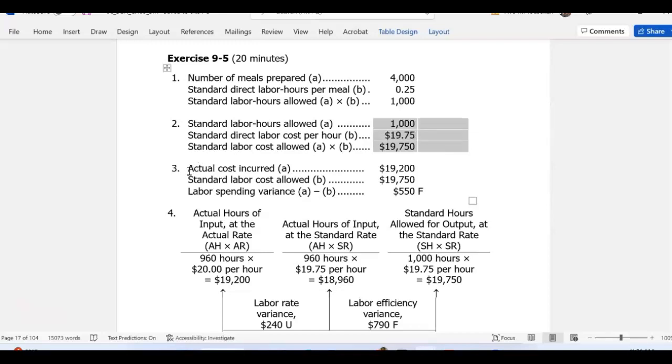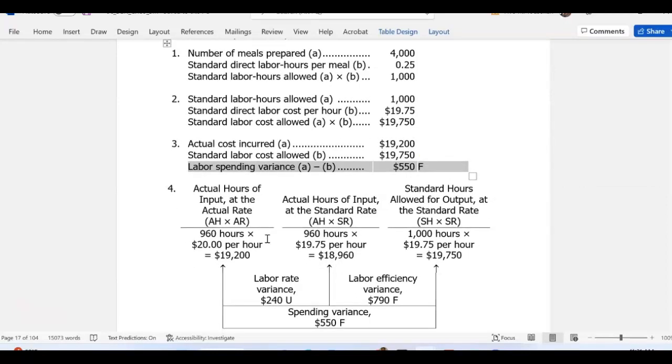However, when you look at the actual cost, you see that they spent $19,200. Standard was $19,750. That means you have a total labor spending variance of $550. So far, so good, right? You are happy with that. But you also want to do a little bit more surgery, more variance analysis, to see where exactly this $550 favorable situation is coming from.